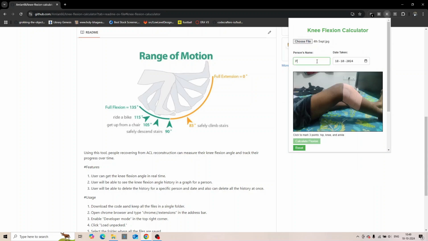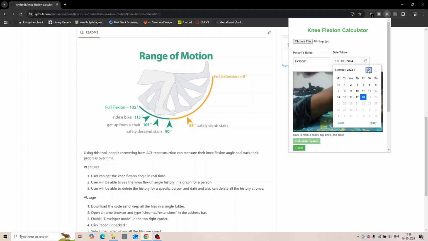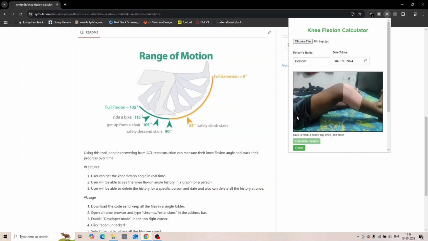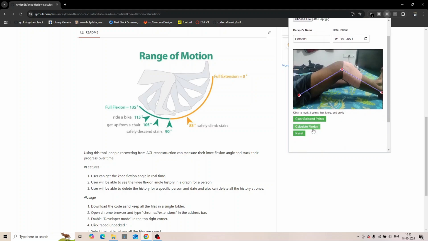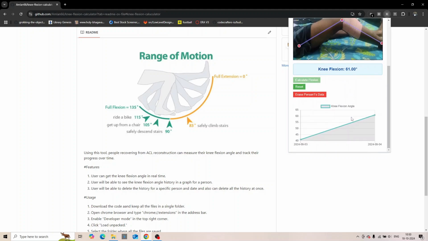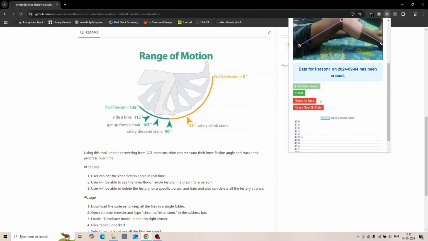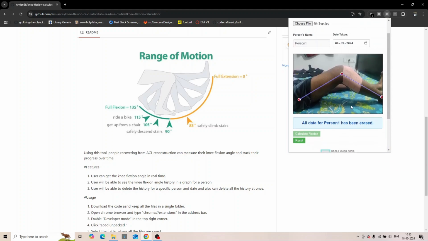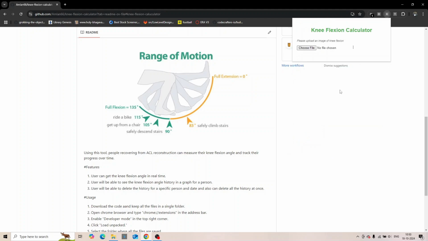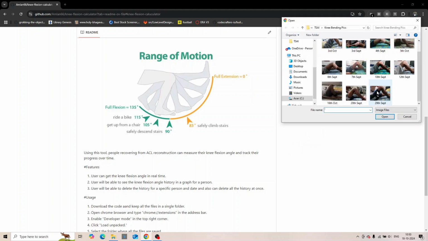September. Keep the name same as before. Now, assuming this is hip, knee, and ankle, it is 61 degrees. So as you can see in the graph, you can see both the data points. Now, what if I put a wrong data set? I can also delete a specific date, like let's delete 4th of September, or we can also delete all data per person.